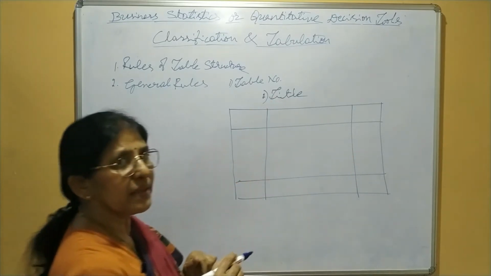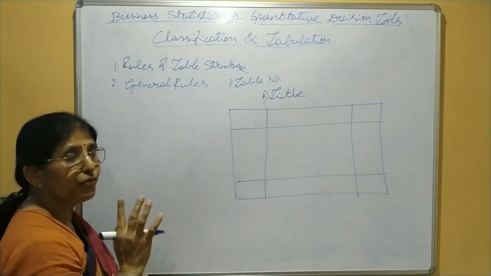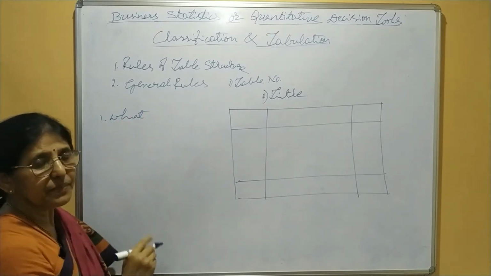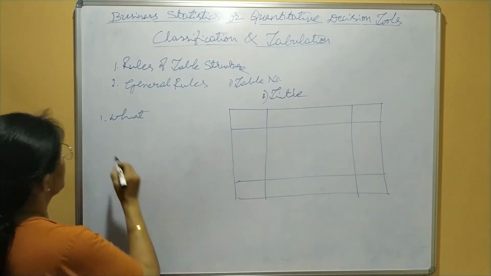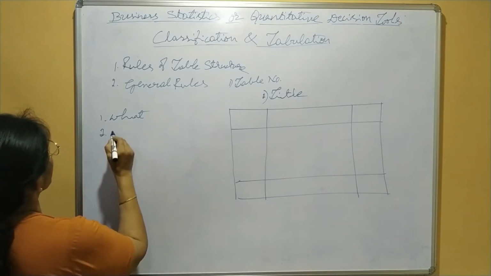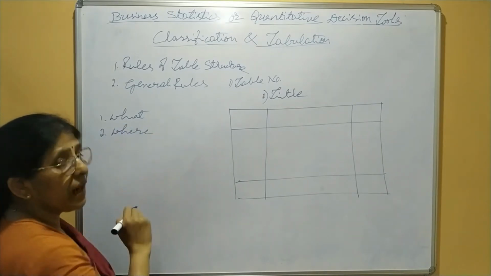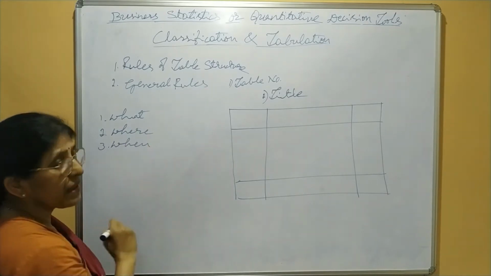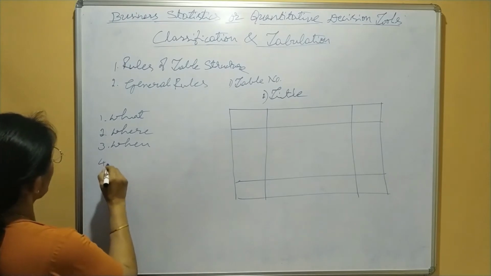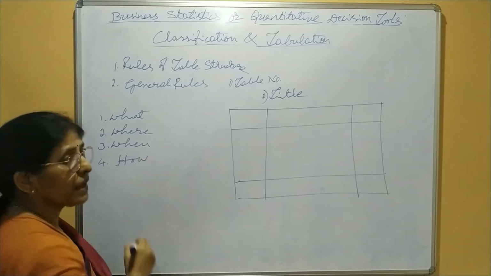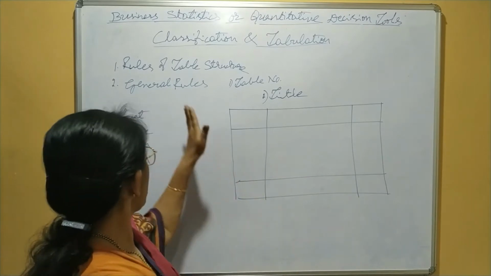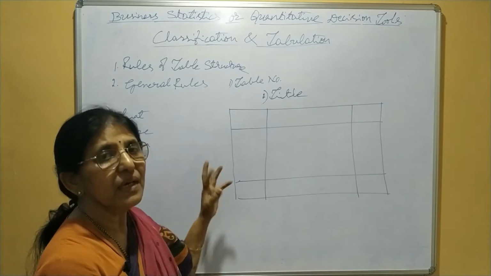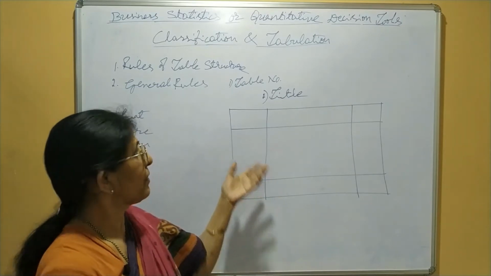And a satisfactory title must be capable of answering 4 questions. First one is what the data are. That means data refers to what. Second one is where the data occurred. Third one is when the data are collected. And fourth one is how the data are classified. When you combine the answers of these 4 questions, that is nothing but the title of a table.